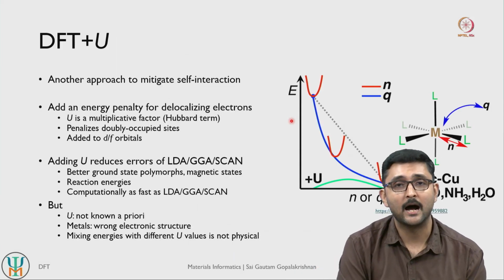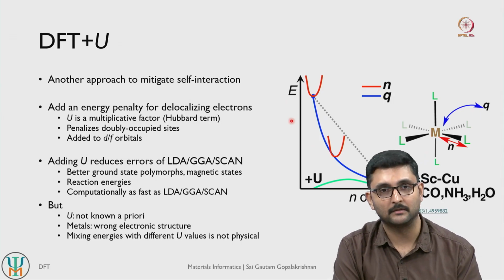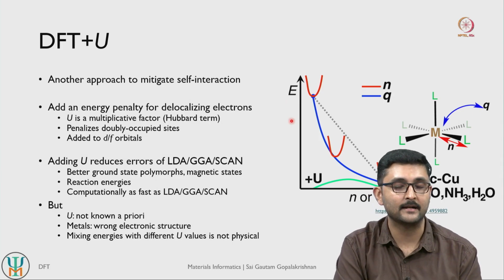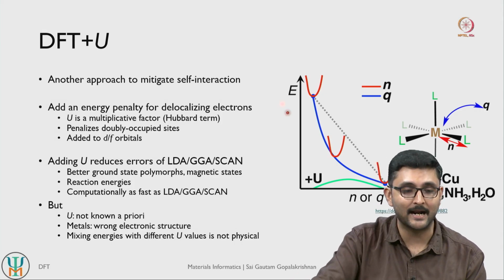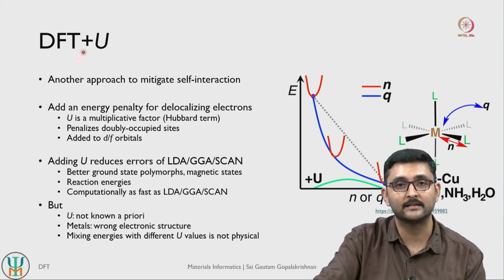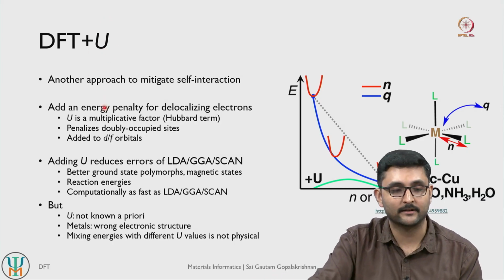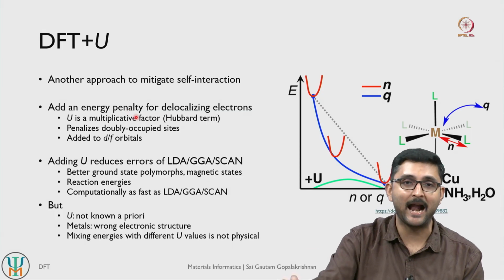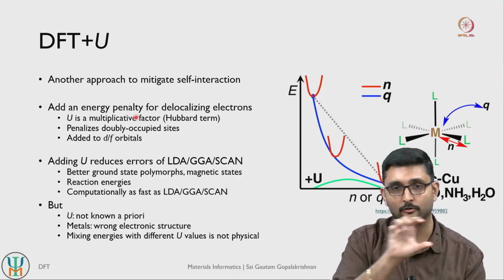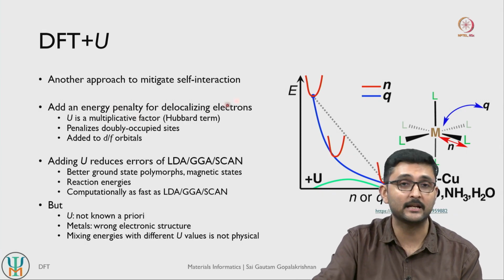Okay. Another way to reduce this self interaction error and the resultant derivative discontinuity problem is to introduce an additional correction term called the Hubbard-U correction. Right. So what does the Hubbard-U correction do? The U parameter is typically added as an energy penalty term. So it adds a penalty to your Hamiltonian, to your Kohn-Sham Hamiltonian, for delocalizing electrons.